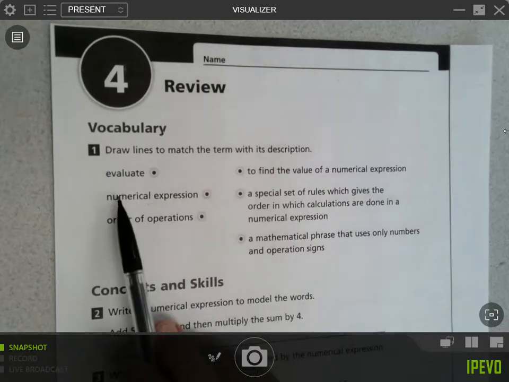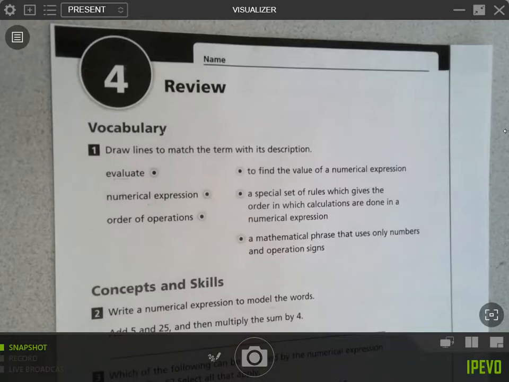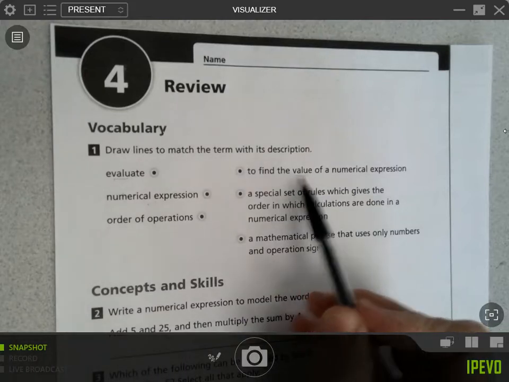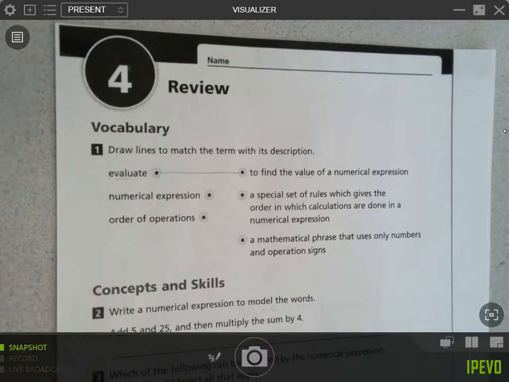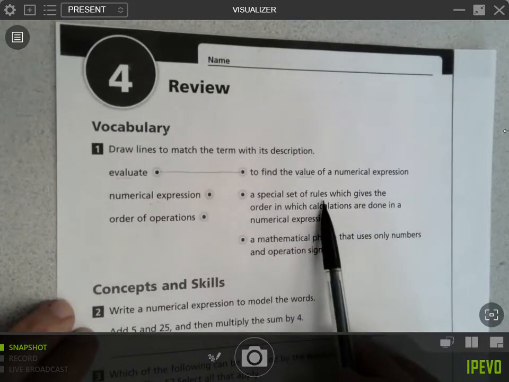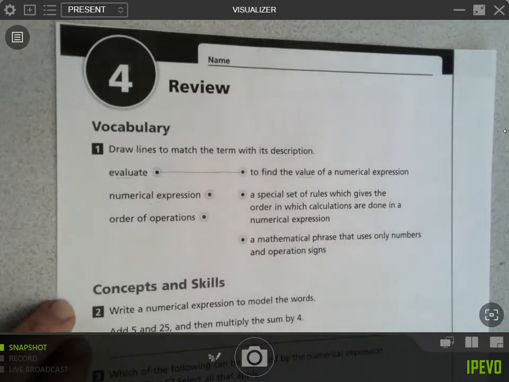When I look at evaluate, remember in the word evaluate, we hear the word value. So I'm going to make this line go straight across. Evaluate means to find the value of a numerical expression. Well, what is a numerical expression? Is it a special set of rules which gives the order in which calculations are done in a numerical expression?